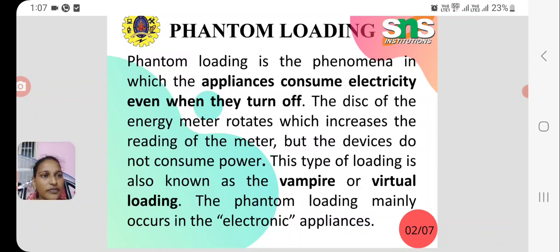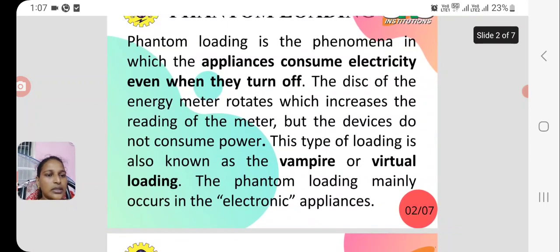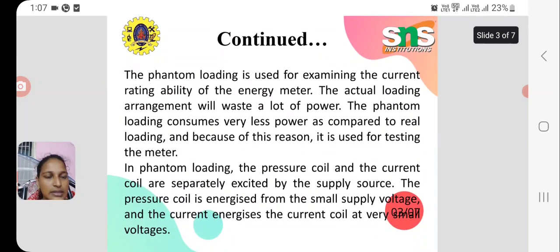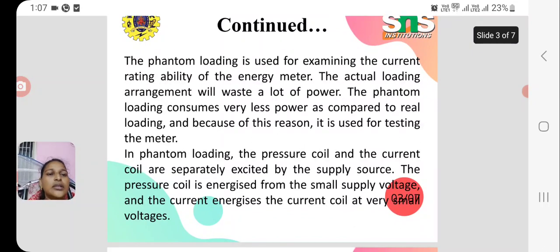Phantom loading is the phenomenon in which appliances consume electricity even when they are turned off. So the disk of the energy meter rotates, which increases the reading of the meter, but the device does not consume power. This type of loading is also known as vampire or virtual loading. It mainly occurs in electronic appliances. Generally, phantom loading is available in all electronic appliances.